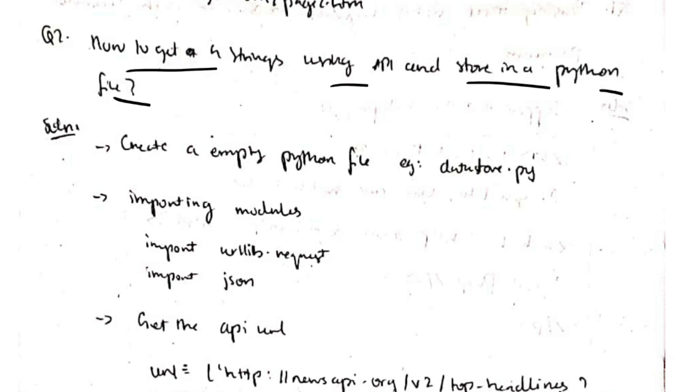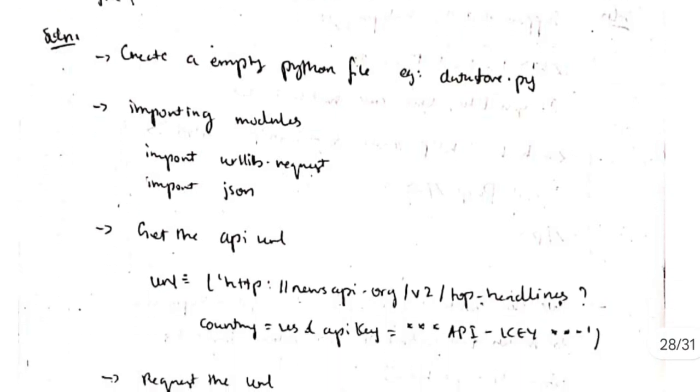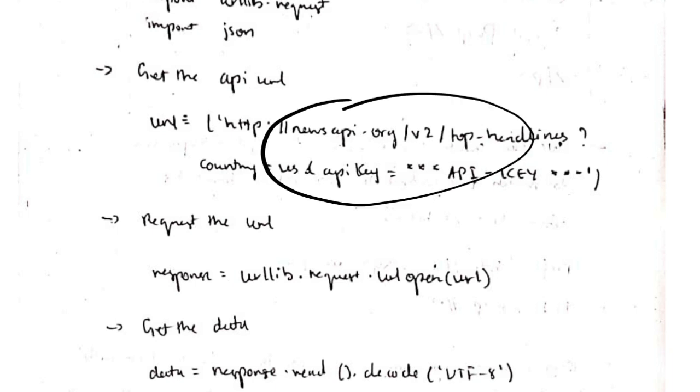So I don't know exactly how to get the 4 strings exactly, but I will be giving you an overview of how you can fetch something from an API using the JSON, and after that convert it into Python code and store it in a file. So for example, we will create a file datastore.py, and then import the modules urllib and json.